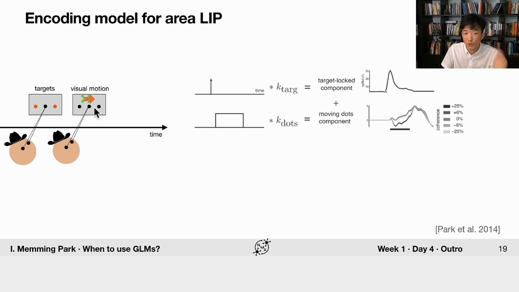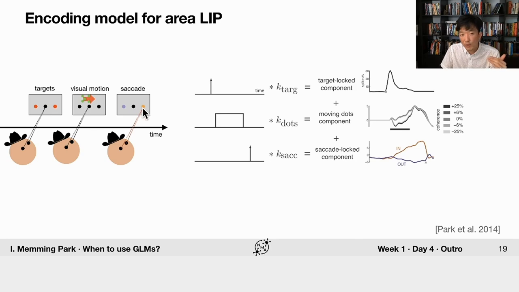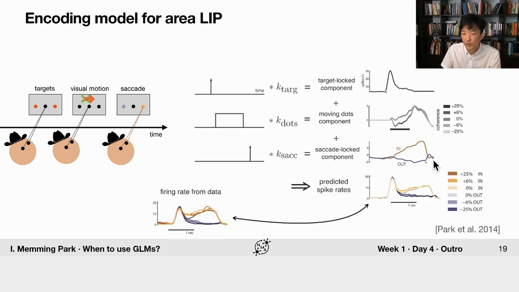Remember, there's also the visual motion that shows up on the screen for a certain duration of time, which will modulate the firing rate with a certain shape over time. And the animal will make a saccadic eye movement, one of the two choices. Let's say it made it at this time point to the yellow target, meaning the firing rate goes up like this, or the purple target, the firing rate goes down like this. And to predict the firing rate of this entire trial, you'll add this up, put in the exponential nonlinearity, and you will get the firing rate prediction, which you can compare with the data.